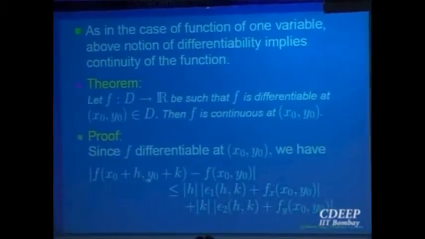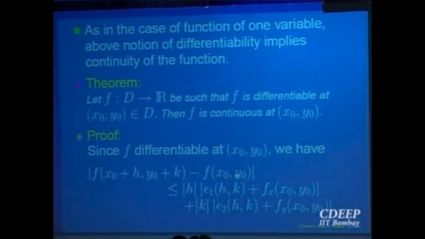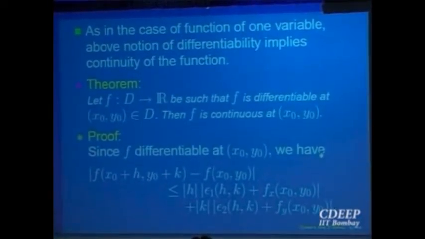Look at f of x naught plus h, y naught plus k minus f at x naught, y naught. By differentiability, that thing was equal to h times fx plus k times fy plus the error. All those things are on the right hand side. Mod h times the error with respect to first variable plus the error times mod k. And now we know that as h and k go to 0, these both go to 0. This epsilon 1, epsilon 2 go to 0. So right hand side goes to 0. So f of x naught plus h, y naught plus k minus f at x naught, y naught goes to 0. That means the limit of the function at x naught plus h, y naught plus k is equal to the value of the function at that point. So this function is continuous.